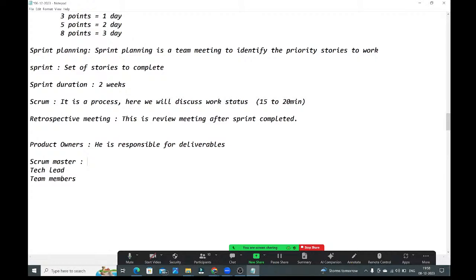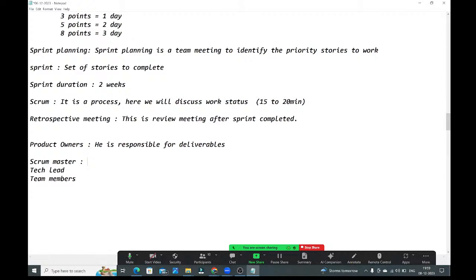See, guys, we are the team members, and we need to give the update to the Scrum Master only. The Scrum Master will give the update to the product owner. The product owner directly won't ask you about the status. The product owner will check with the Scrum Master, and the Scrum Master will take the updates from us.